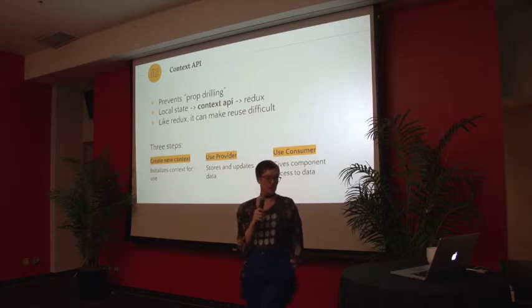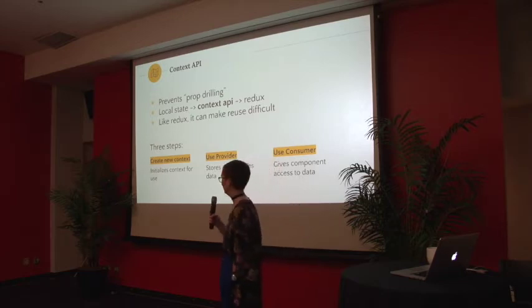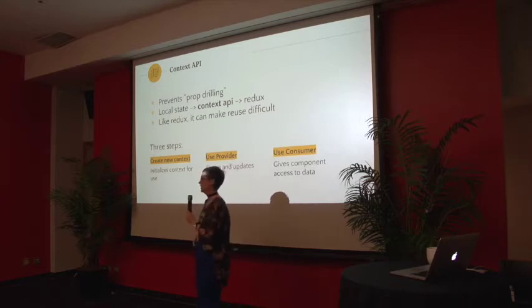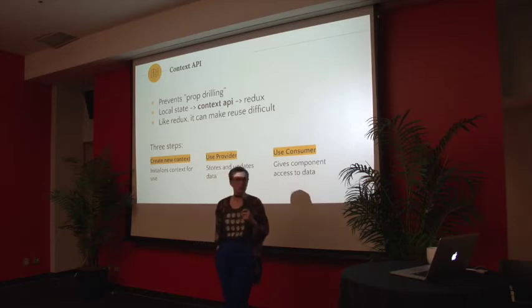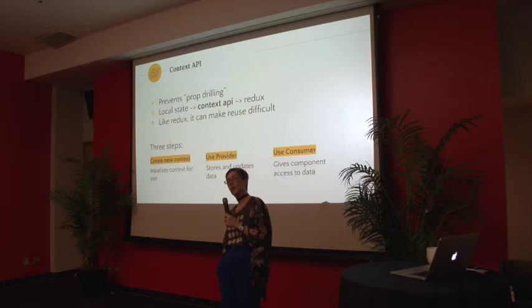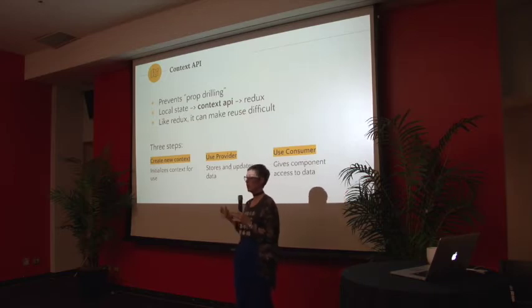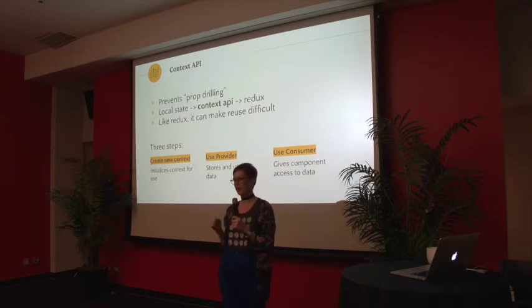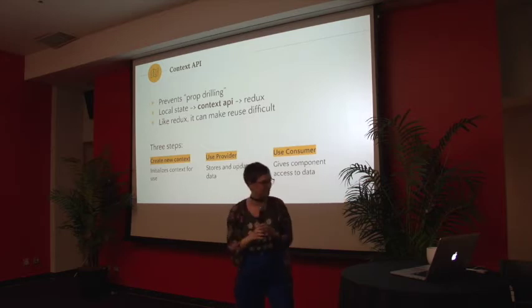There are 3 steps to a Context API, and the provider is probably the hardest one. Create new context essentially is just your way of saying, hey React, I care about having this thing. Use provider is essentially where you're going to store your data, where you'll update your data. It's going to be the thing that owns all the data stuff. And then use consumer is what components will call to say, hey, give me that data.